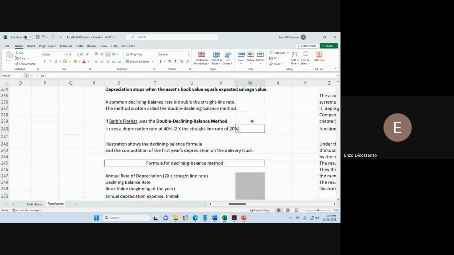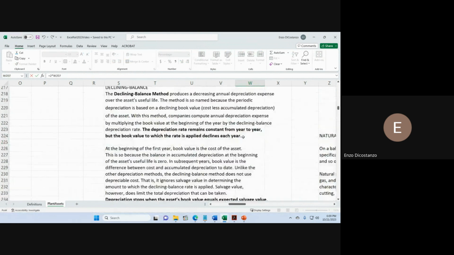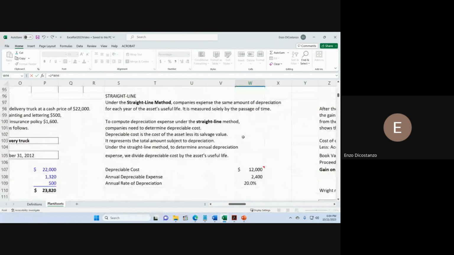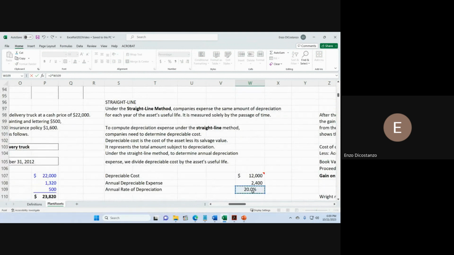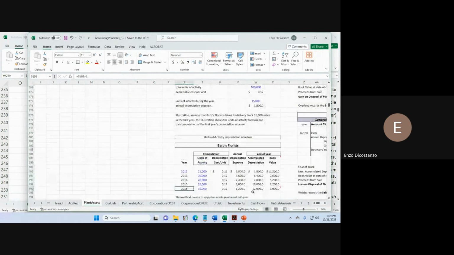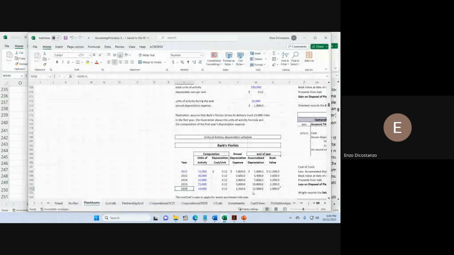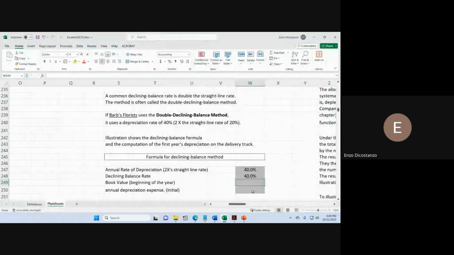Okay, so we're not going to make that graph today. So for declining balance, it's going to be equal to 2 times that initial 20% that we computed up here. There's your 20% from the straight line method. The book is 13,000, right? We should just type it in.